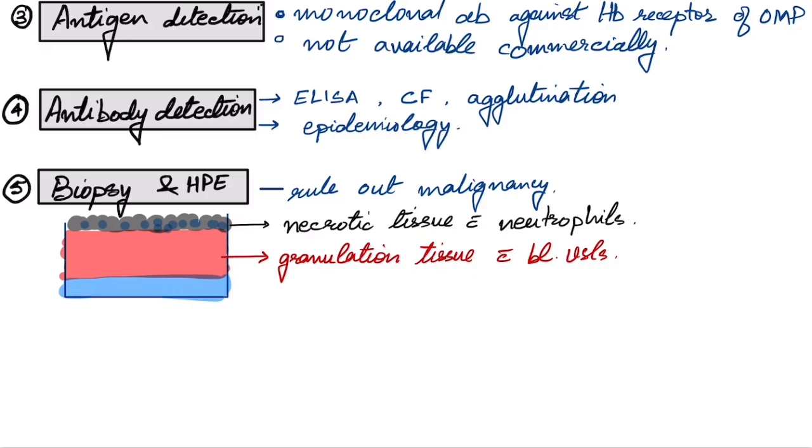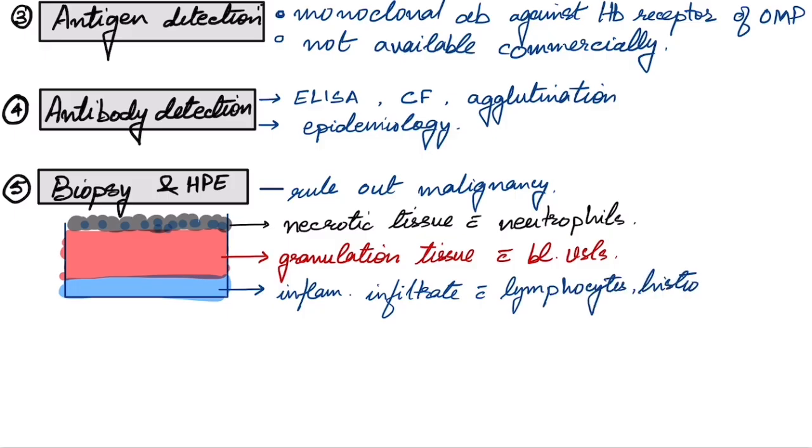The last zone, the lowermost zone, is composed of inflammatory infiltrate of lymphocytes, plasma cells and histiocytes. So this is just a diagrammatic representation of the biopsy finding. I couldn't get a free picture to demonstrate it.